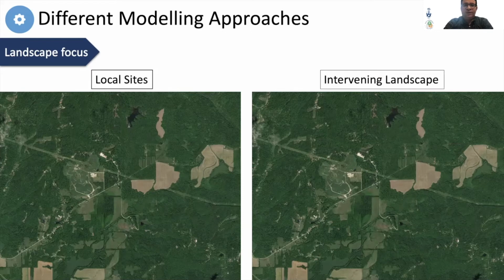Now let's move to the second block, which is the different modeling approaches for the landscape. To start by modeling the landscape, we have first to decide on certain components. The first thing is the landscape focus, whether we are focusing on a local site or we are focusing on the intervening landscapes between sites. Let's consider this identical landscape for both situations.